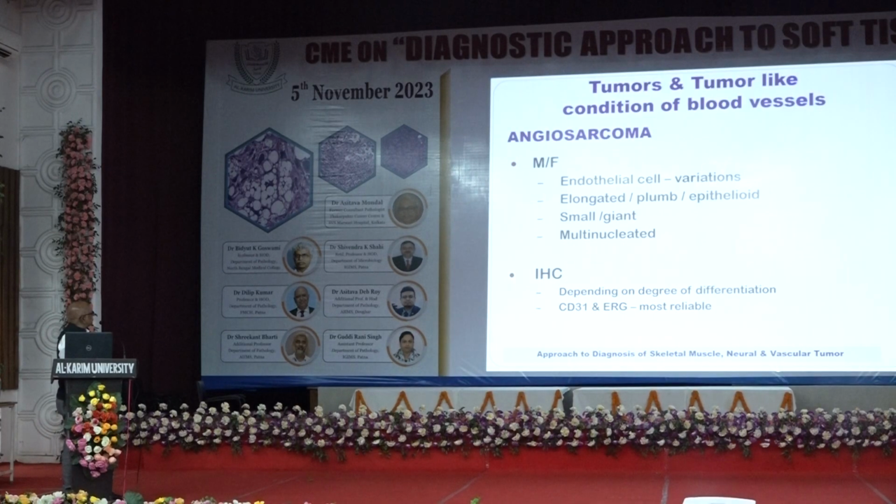Endothelial cells show variations: you will get elongated, plump or epithelioid cells. There will be small or giant multinucleation also. And IHC will depend on the degree of differentiation. CD31 or ERG is the most reliable IHC.